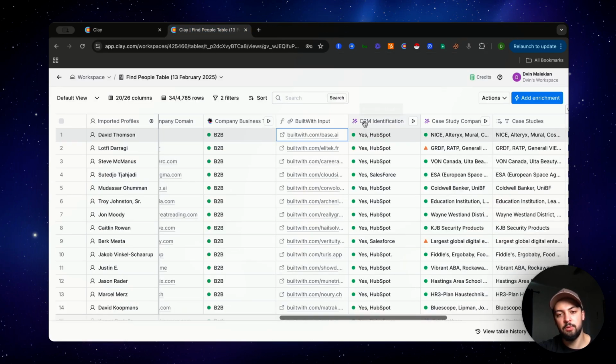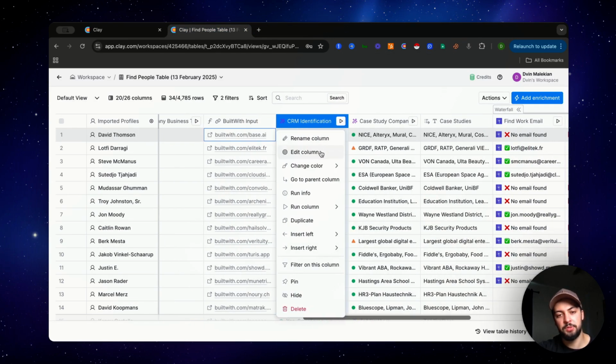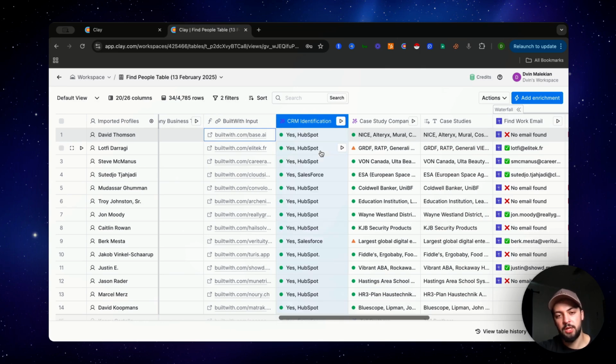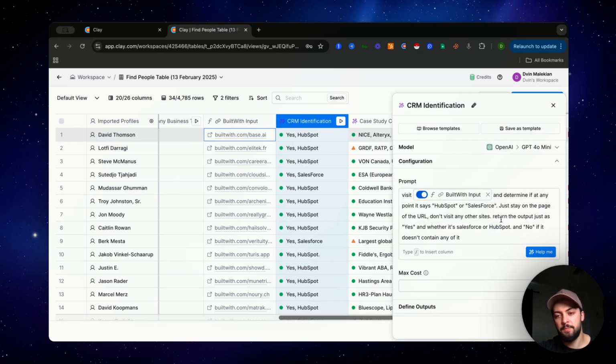So all it was doing was looking for a keyword, and the way we determined whether they're using HubSpot or Salesforce, all we did was ask Clay Agent to go and find whether it says HubSpot or Salesforce. And if it says yes HubSpot, just come back with yes HubSpot. If it's not HubSpot, then just come back with either no, it's not HubSpot, or yes, it's Salesforce.